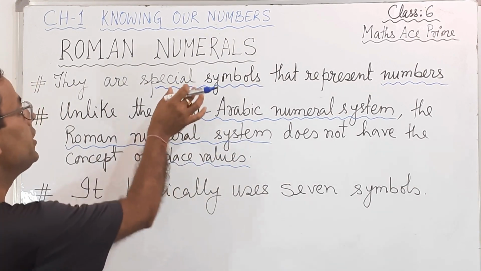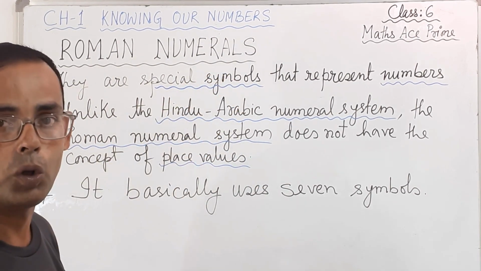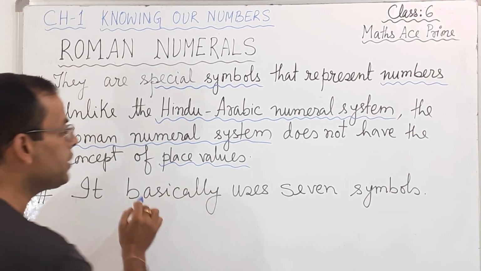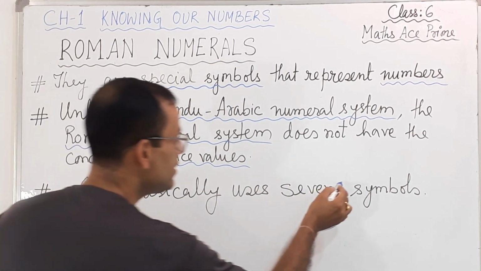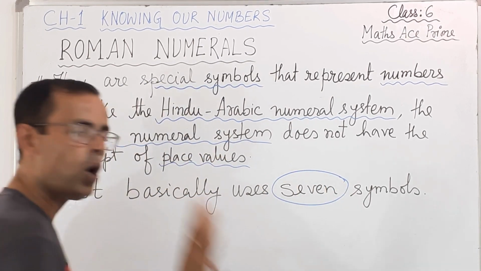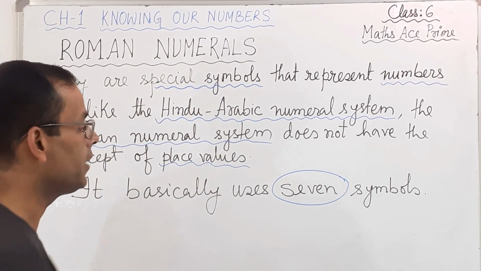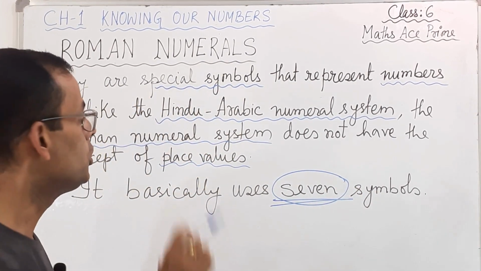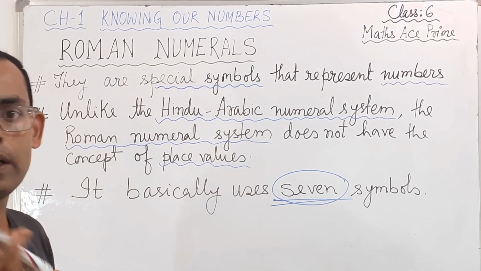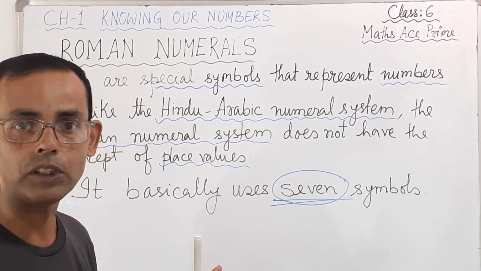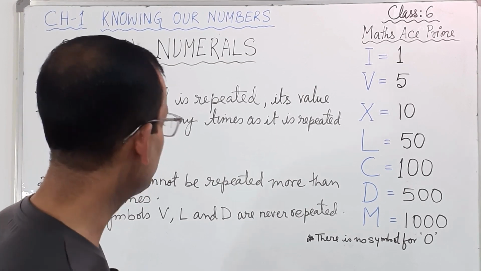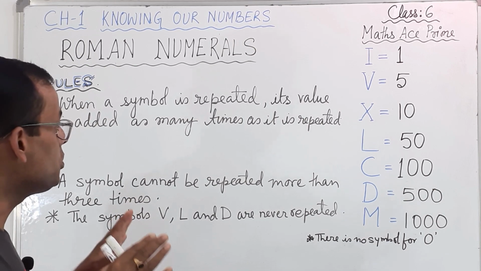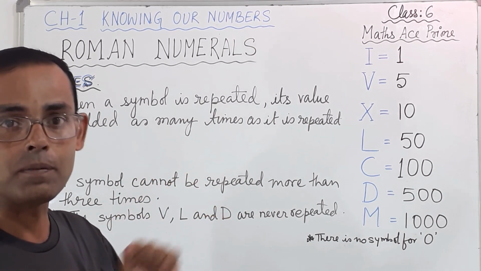It is only dealing with special symbols. And the next point is that it basically uses only 7 symbols to represent a particular number. Clear up to this much? Now class 6 students, we understood that the Roman numerals use only 7 symbols.